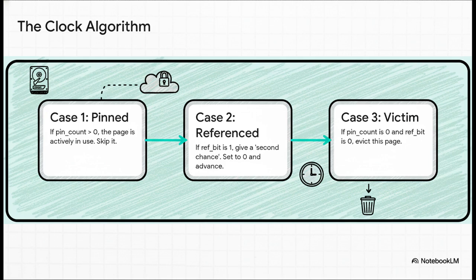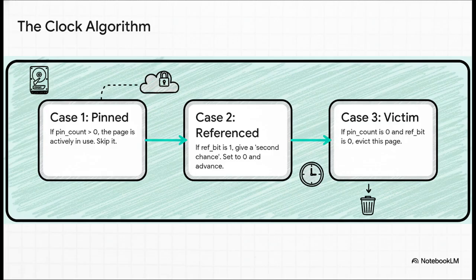First, it looks at a frame. Is the page pinned? If yes, can't touch it. Skip. Move on. Okay, so it's not pinned. Next, it checks a special reference bit. Has this page been used recently? If that bit is a 1, it means yes, so the algorithm gives it a second chance. It flips the bit to 0 and moves the clock hand to the next frame.